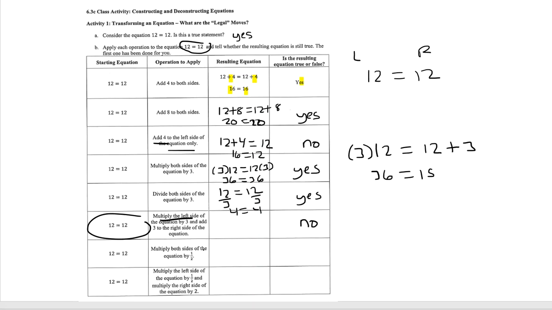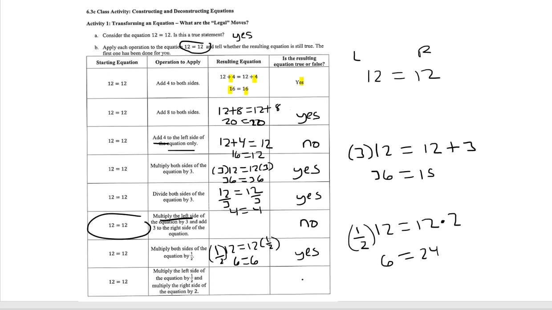Okay, the next one, multiply both sides of the equation by a half. So 12 equals 12. If I multiply this side by 1/2 and I also multiply this side by 1/2, I'm going to get 6 equals 6. And yeah, that's true. Okay, the next one, take the 12 equals 12, multiply the left side of the equation by 1/2, and multiply the right side of the equation by 2. So that's going to give me 6 equals 24, and we would say no, that is not true.